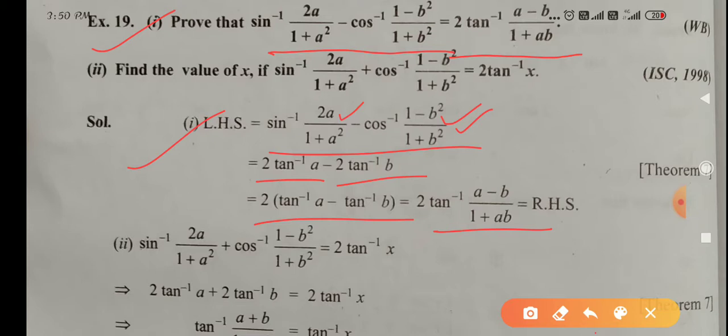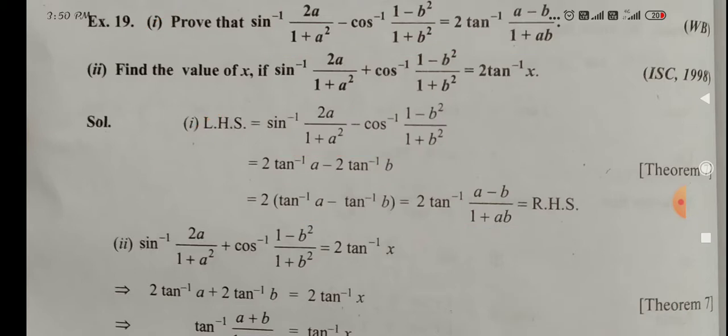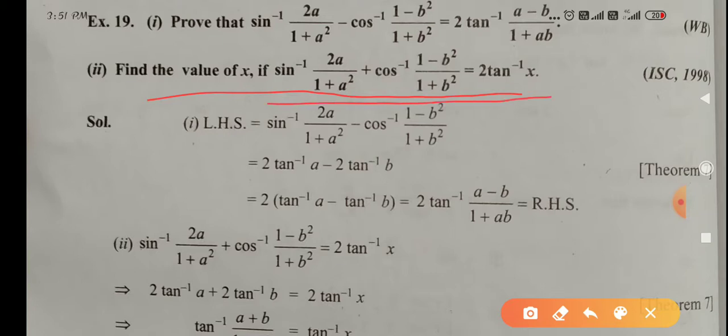Second part is also there, you can see second part. In second part, find the value of x if sin inverse 2a upon 1 plus a square plus cos inverse 1 minus b square upon 1 plus b square equals 2 tan inverse x. This time you don't have to prove LHS equals RHS. This time you will take the full statement given in the question and you will find the value of x. How can you find?